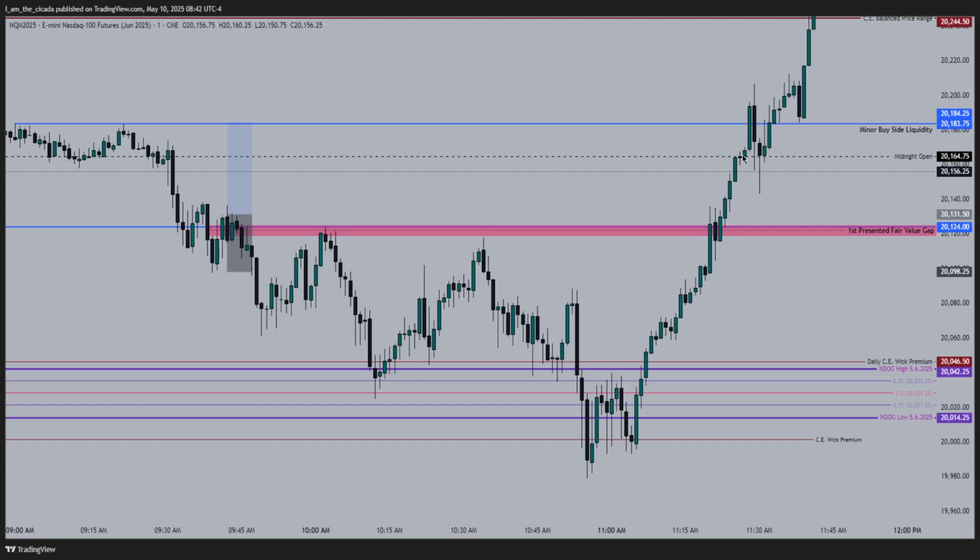Back to midnight open. And then there we finally run the minor buy side liquidity that was formed, these highs here. There we trade higher, back lower, and then not sure if you can see it, I'm pretty sure you can. Yes, you can. The consequent encroachment of the balanced price range on the daily level.